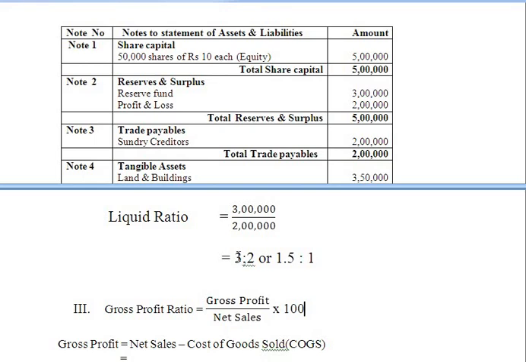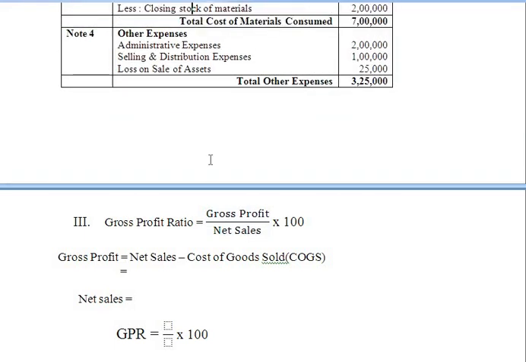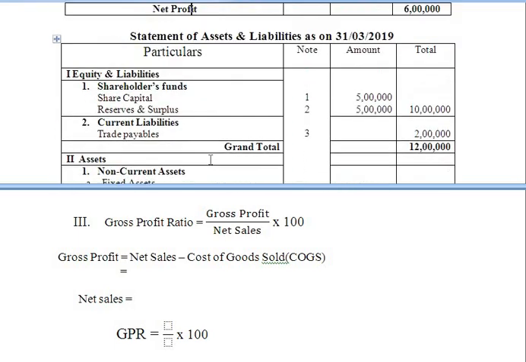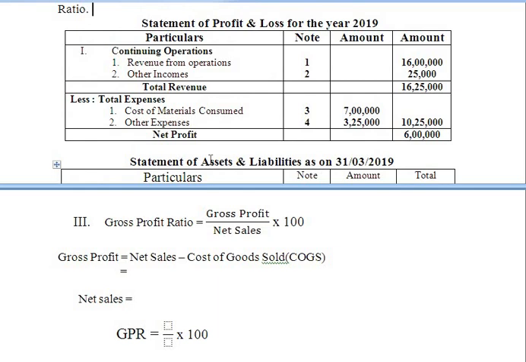Next we have, after liquid ratio, gross profit ratio. And what is the formula of gross profit ratio? Third one is calculation of gross profit ratio. Formula is gross profit divided by net sales into 100. Now here you can check in the problem whether gross profit is given. No. This is the income statement where only we can get the amount of net profit. Gross profit is not available. We need to find out the amount of gross profit.